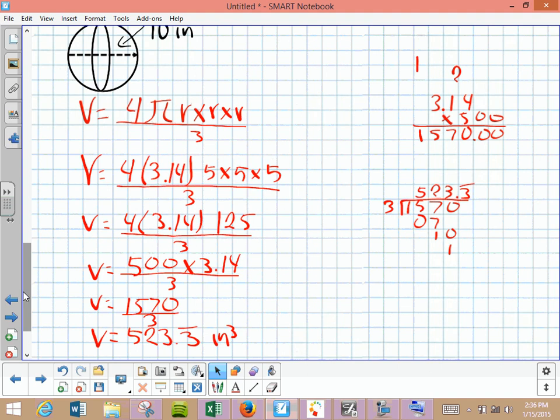I know it's a lot of work, but if you plug in the numbers correctly and do it step by step in the way that it is, you should be fine, because you're just following directions, basically. Any questions on it?